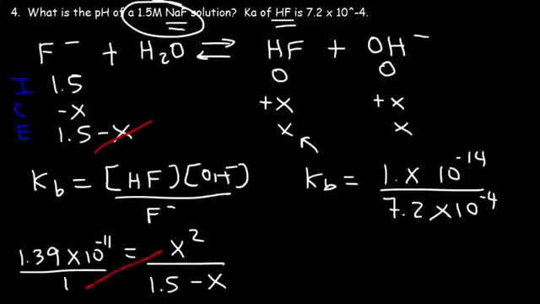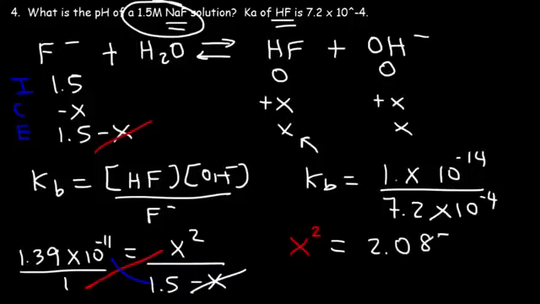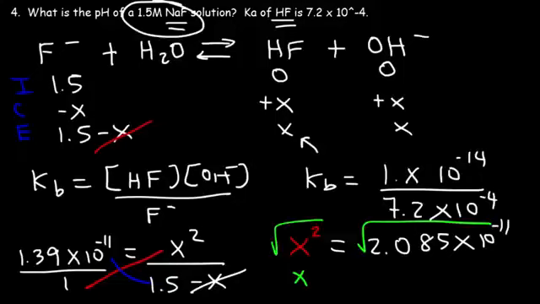Let's cross multiply. So this is going to be X squared, which is equal to, let's get rid of this X, 1.39 times 10 to the minus 11 times 1.5, and that's 2.085 times 10 to the minus 11. Now let's take the square root of both sides. So X is equal to 4.566 times 10 to the negative 6.